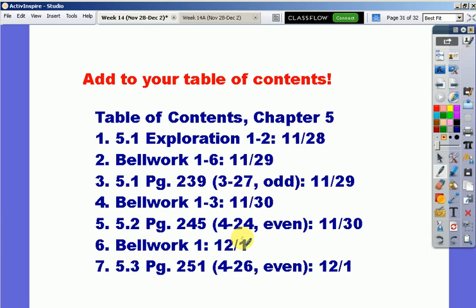This is your updated table of contents. So you should have all of these items on your table of contents 1 through 7 with the dates.